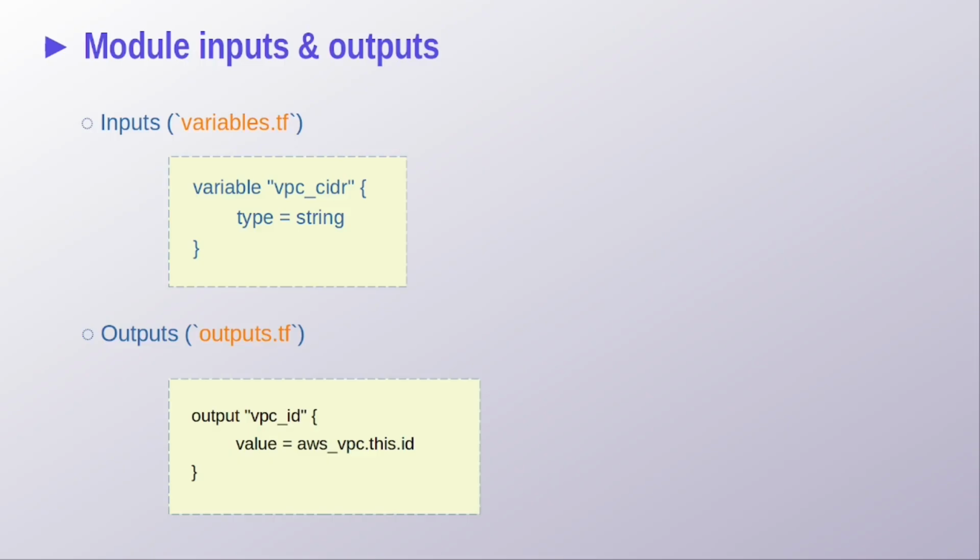Output allows a module to export values to the outside world. For example, this is how modules connect to each other. In real work, the EC2 module needs a VPC ID. The ALB module needs subnet IDs. Think of it like this: input is data going in, and output is data coming out. This is clean, predictable, and scalable.